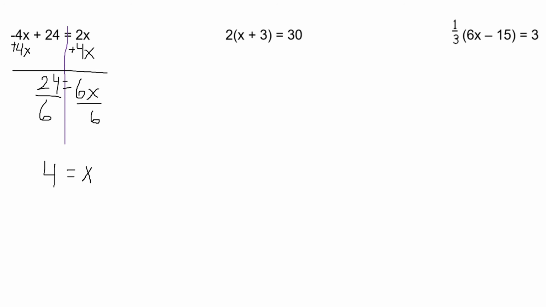Our next one, we have 2 times x plus 3 equals 30. Again, draw your line down the middle if you need. And we have parentheses here, which means we need to distribute. So 2 times x and 2 times a positive 3, because that sign goes with the three.